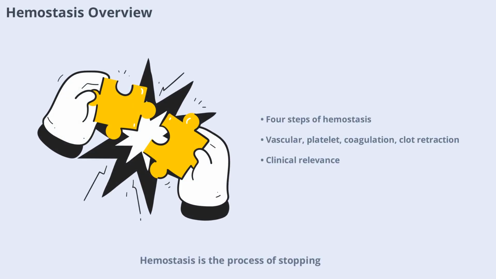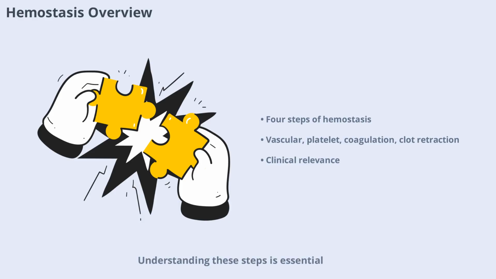Hemostasis is the process of stopping bleeding and involves four main steps. First, the injured blood vessel constricts to reduce blood flow, known as the vascular phase. Second, platelets adhere to the site of injury and form a platelet plug called the platelet phase. Third, the coagulation cascade is activated, leading to the formation of a fibrin clot. Finally, the clot retracts and organizes, stabilizing the wound.